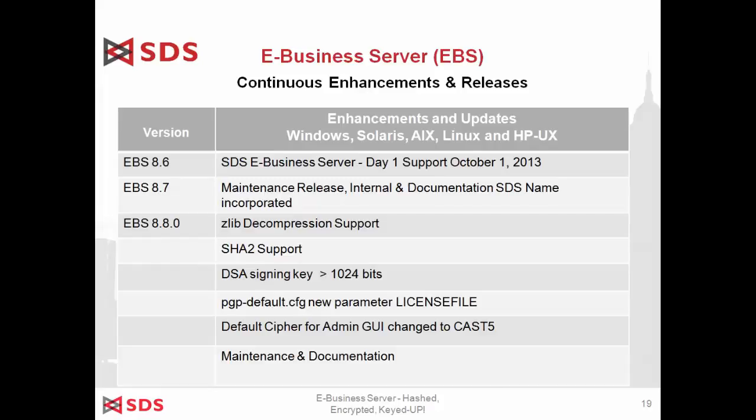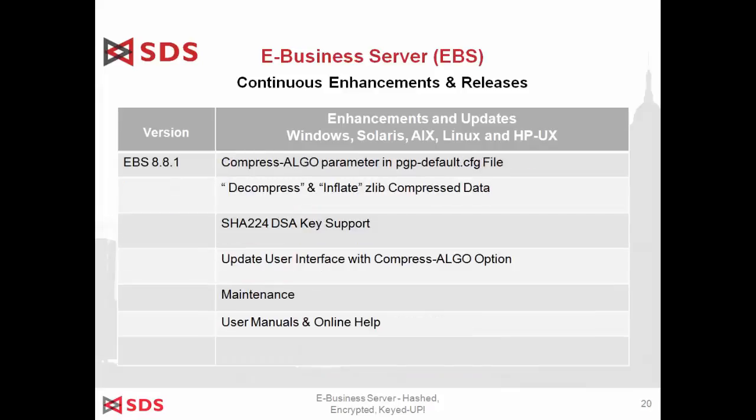We quickly followed with our 8.7 maintenance release for outstanding issues and our 8.8 release, including enhancements for zlib decompression, SHA-2 support, DSA 1024-bit signing key, default updates along with maintenance and documentation updates. In 8.8.1 EBS, the compressed algo parameter in the PGP default.config file can alter the preferred compression algorithm. By default, zlib will be followed by zip. Support was added for the zlib decompress and inflate options, and SHA-224 DSA support. We updated the user interface admin console to allow passing of the compress algo option, and we provided maintenance updates as needed.